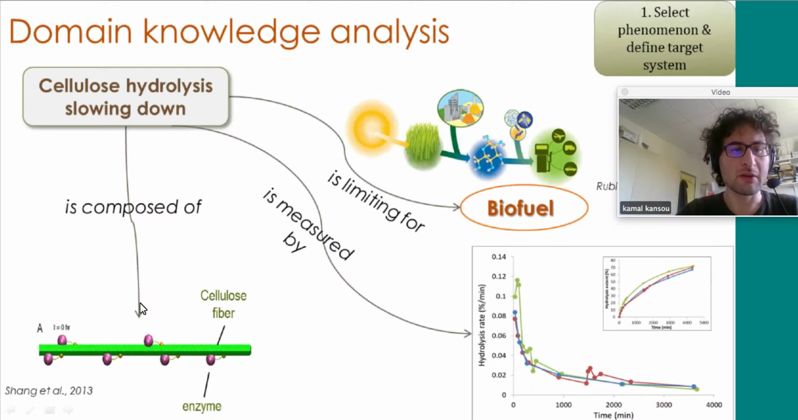It's really important. The system is described here. It's a cellulose fiber, and this cellulose fiber is digested by cellobiohydrolases, which are enzymes that act processively at the surface of the cellulose fiber and digest the cellulose fiber bit by bit. There are also different kinds of enzyme involved in this cellulose hydrolysis, especially in nature.